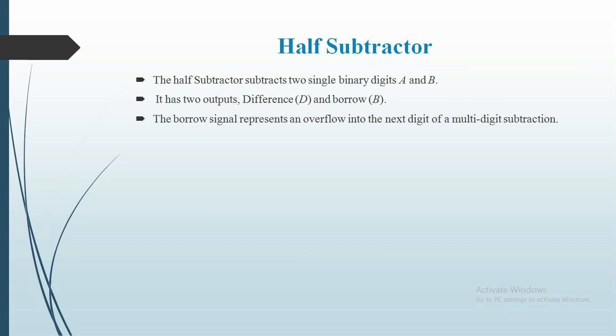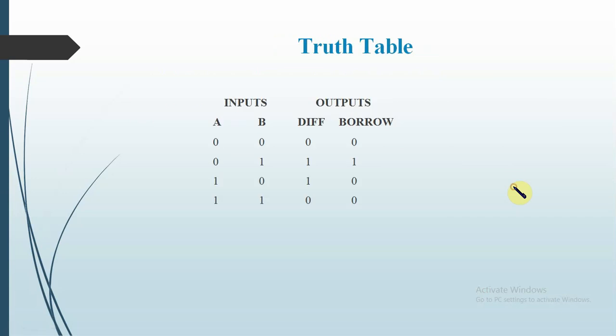When one binary number is subtracted from another, subtraction is done according to the rule of binary subtraction, and we have already seen that, and the operations can be given in detail with the truth tables. Here it is also given: it subtracts two binary numbers A and B to output the difference and borrow, and the borrow signal represents an overflow into the next digit of multi-digit subtractions.